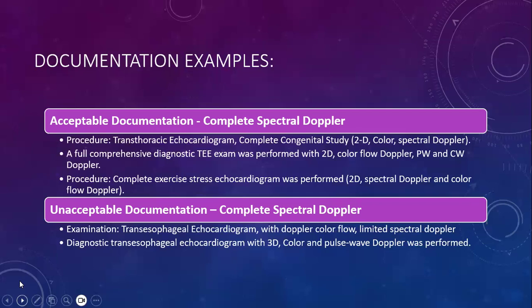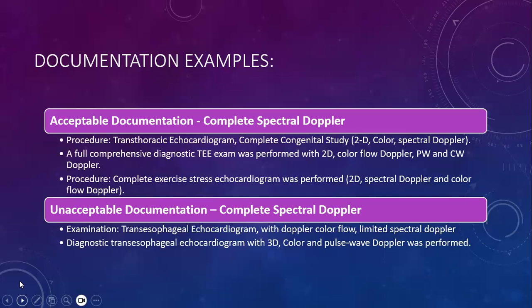Number 2: a full comprehensive diagnostic TEE exam was performed with 2D, color flow Doppler, PW, and CW Doppler. Number 3: procedure, complete exercise stress echocardiogram was performed, 2D, spectral Doppler, and color flow Doppler. These are three great examples that encompass spectral Doppler.